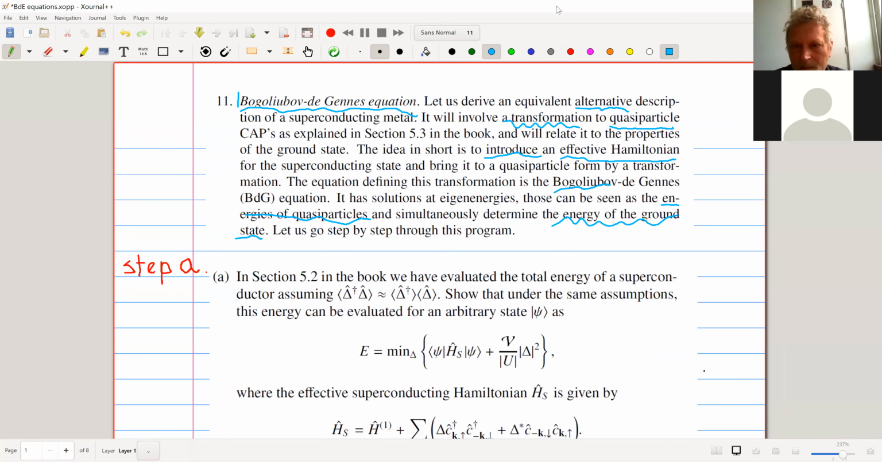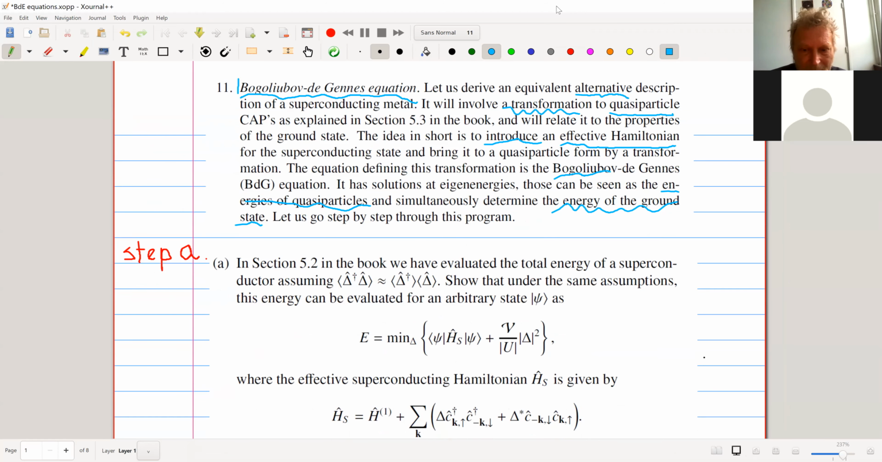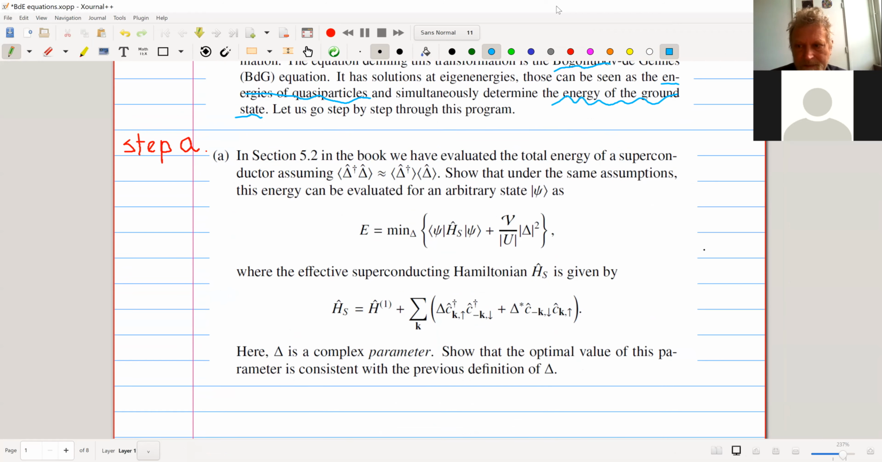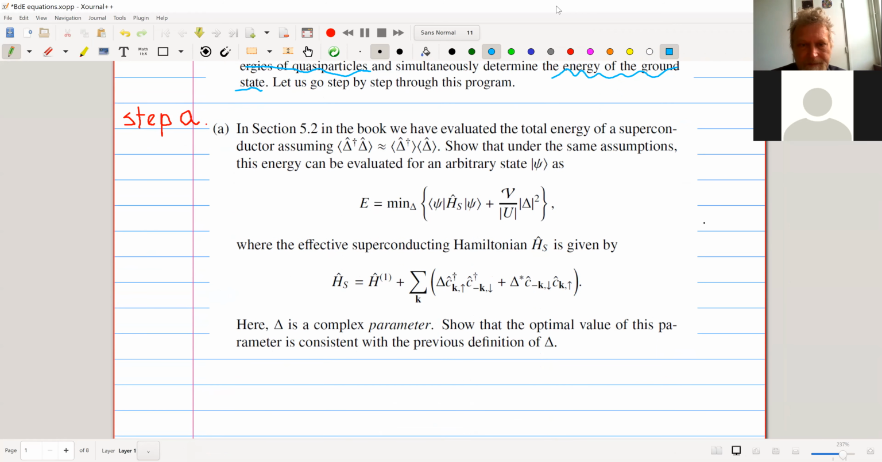Let's have a little bit of problem with scrolling due to peculiarities of Zoom.